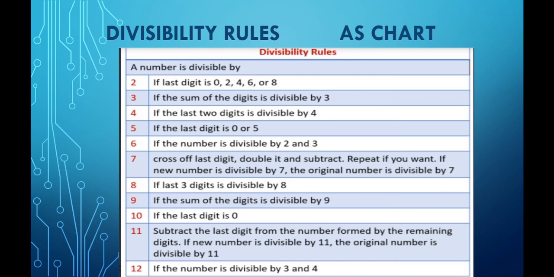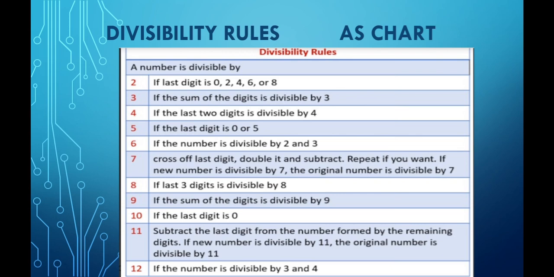So what are those rules? Here you can see in this chart. These are the rules of divisibility. Whether a number is divisible by 2, 3, 4, 5, 6, 7, 8, 9, 10, 11, 12 or not, that criteria is set by the following rules. So first I am taking number 2. How are we going to find out whether a number is divisible by 2 or not?